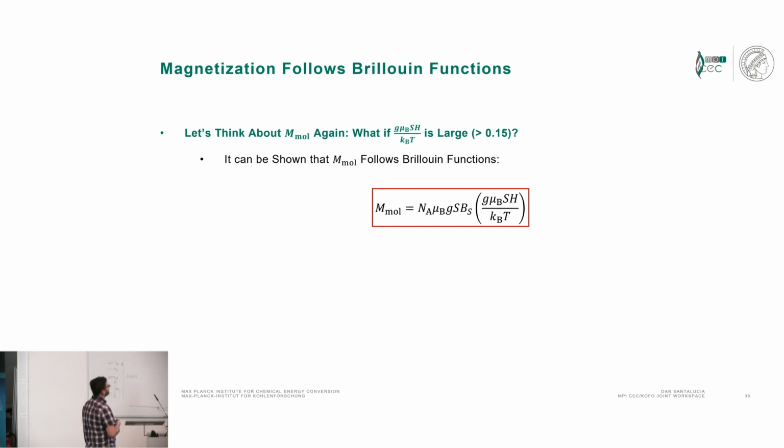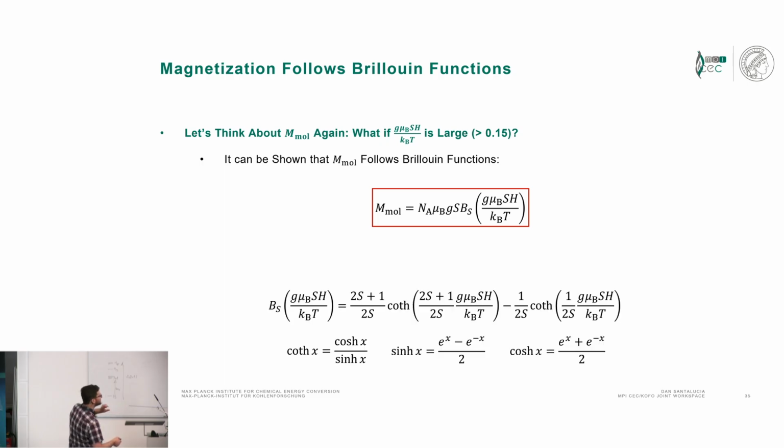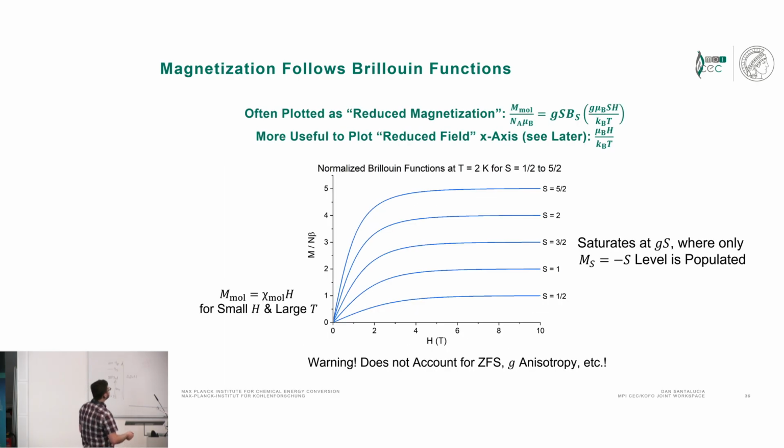One thing I don't want to go through the math of too much, but just to highlight, is magnetization. It follows these so-called Brillouin functions. We've only really dealt with this very low field, large enough temperature regime, but there are actual analytical functions that describe the entire regime that involve these hyperbolic cotangents, and therefore hyperbolic cosines and hyperbolic sines, which I don't want to talk about, but I just want to show you what that looks like.